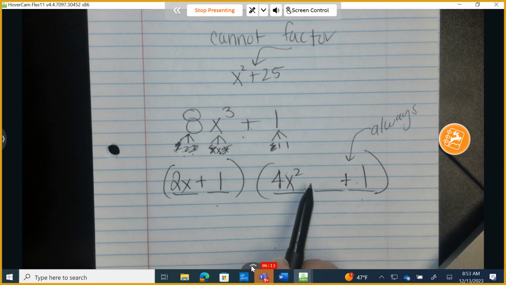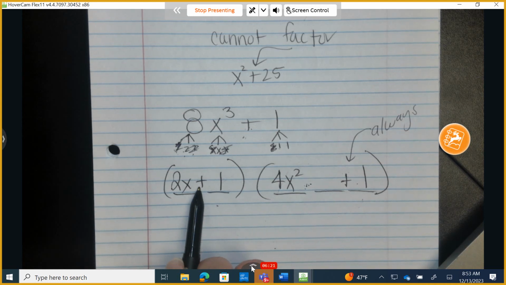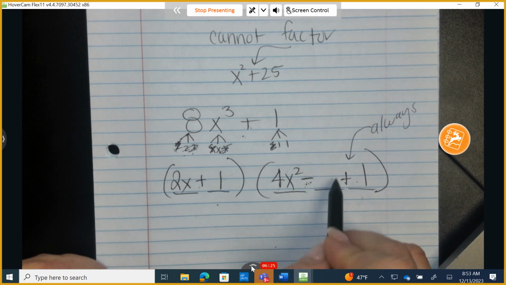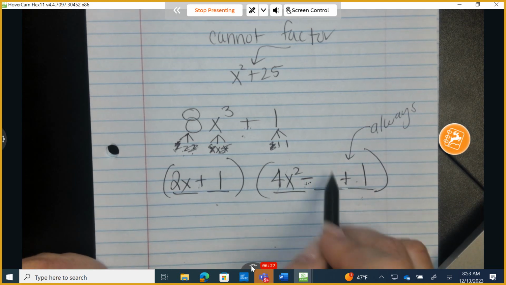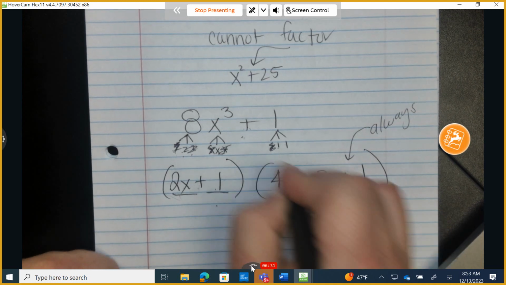How do I determine this symbol, whether it's positive or negative? Turn to your partner. How do you determine? It's always opposite of the initial. So this was positive, this becomes negative. Now, how do I determine this term? So we know the symbol, but how do I determine it? You multiply these two. 2x times 1 is 2x.